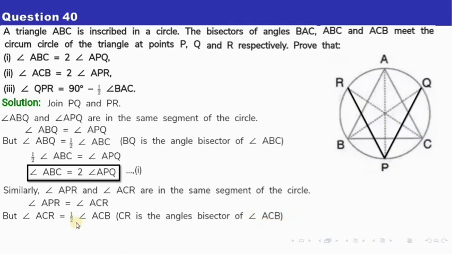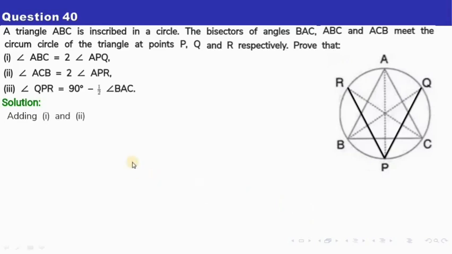Now let us do the cross multiplication. Let me first replace the value. Instead of this ACR, I'm writing half of ABC. So half of ABC is equal to APR. Do the cross multiplication, and you'll get angle ACB equals 2 times APR. That's what we need to prove in the second part. Let me call this 2. So we pause the video to note down. We'll see the third part in the next slide.